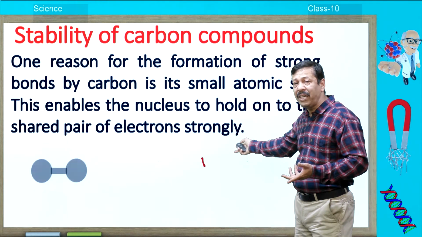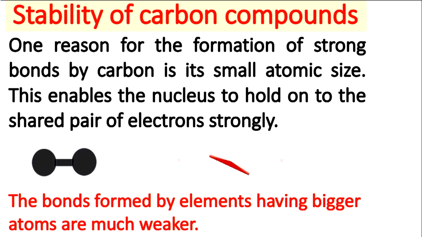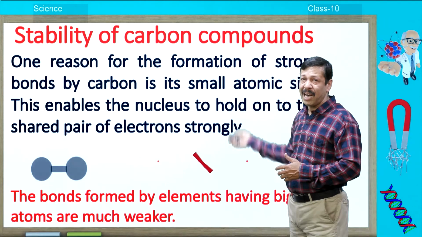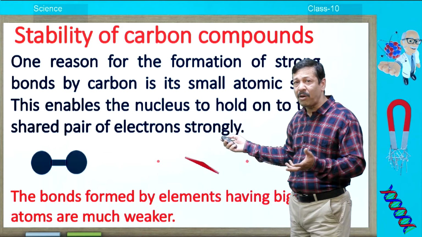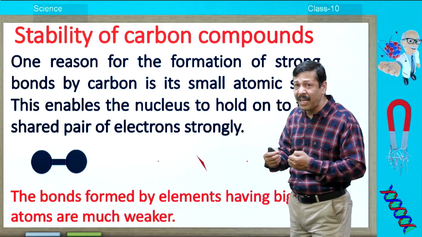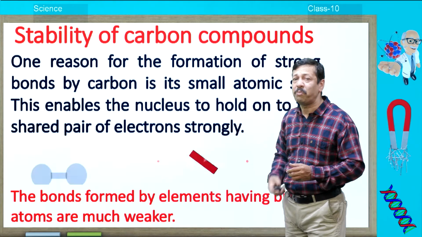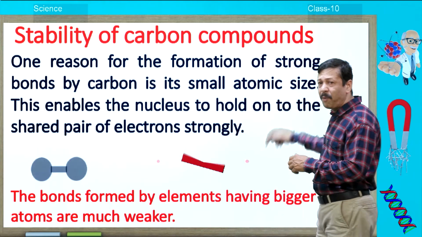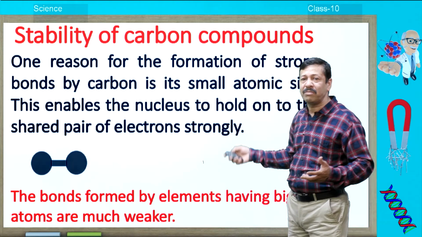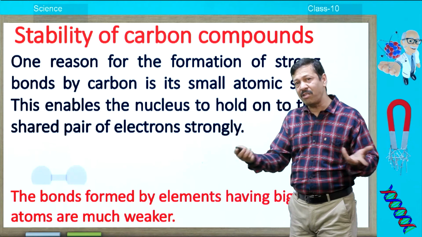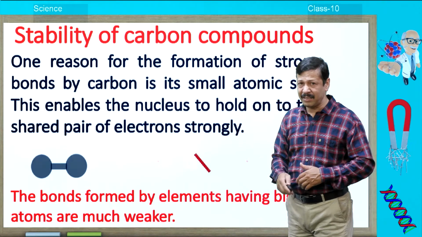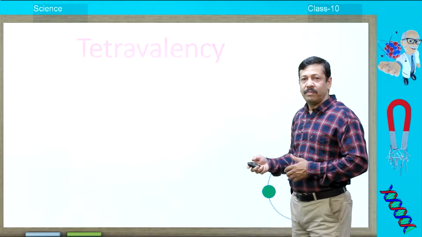The bonds are weak because the bond length increases, meaning electrons are far away from the nucleus, hence less energy is sufficient to break, hence they are highly reactive. But carbon compounds are stable because they have very strong bonds between them and high energy is required to break them. The bonds formed by the elements having bigger atoms are much weaker because they have larger bond length compared to carbon compounds.